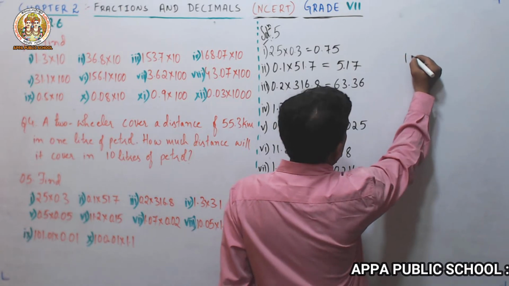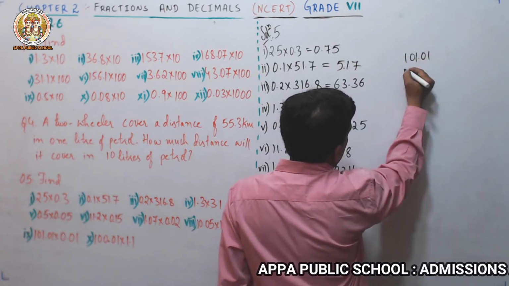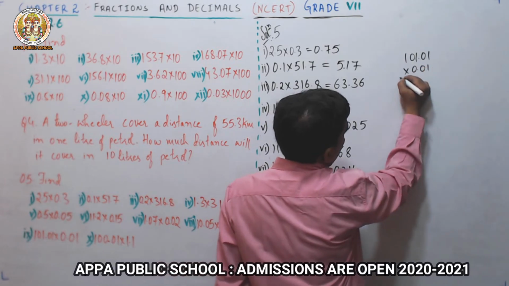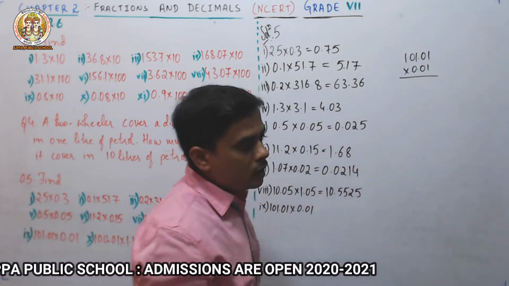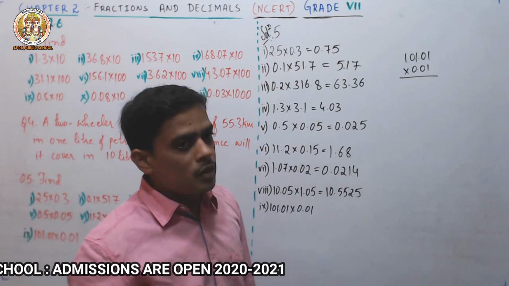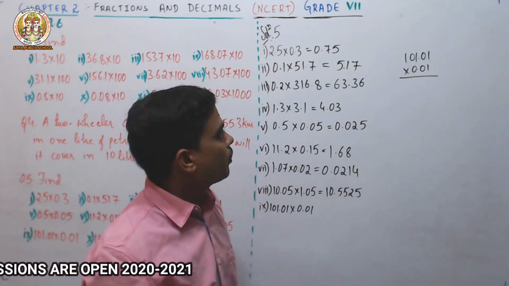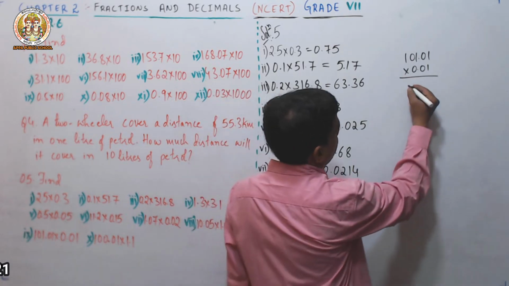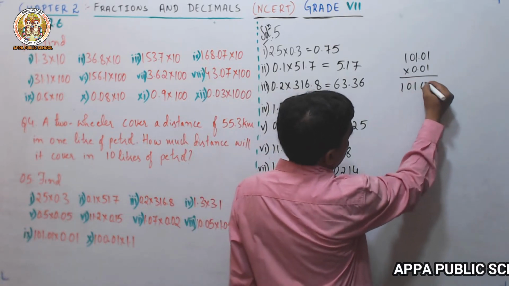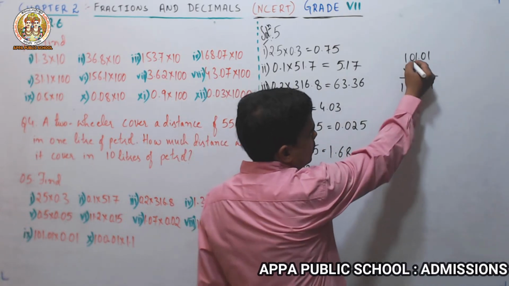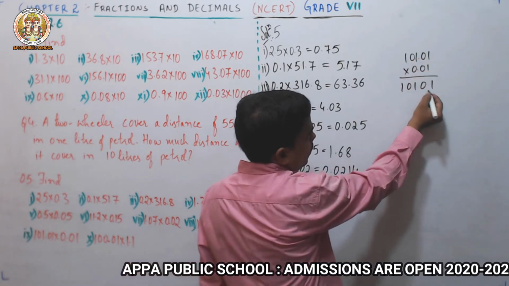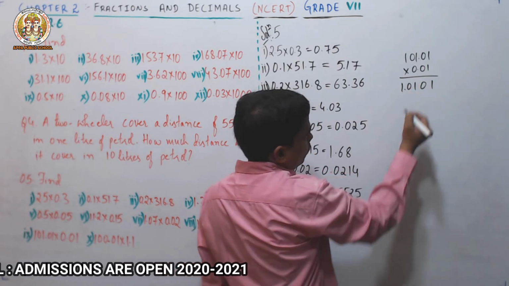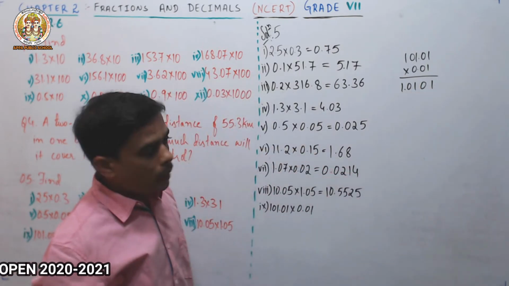That is 101.01 multiplied with 0.01. Now what you are doing here, you are multiplying with 1. So you can write directly the answer as 10101. Now we have to count how many are there. 4 are there. Shall I do it directly? I'll write this as it is, 10101. 1, 2, 3, 4. The answer will be 1.0101.